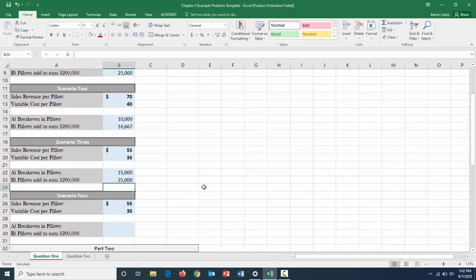And lastly, let's go on to scenario 4. What is our break-even in units for pillows given a $55 selling price and a $30 variable cost? Well, how do we figure it out?